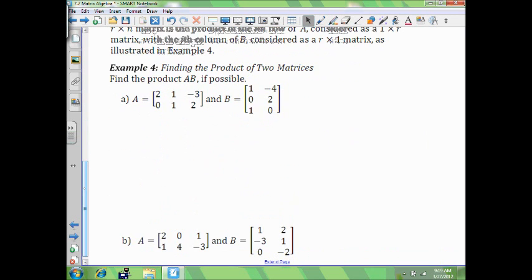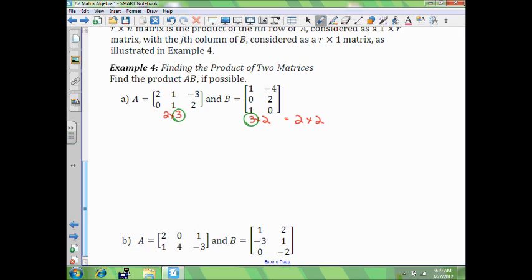Now, we start off with a 2 by 3 times a 3 by 2. So this is a 2 by 3 matrix. This is a 3 by 2 matrix. Our answer then will actually be a 2 by 2 matrix. Now remember, you can only multiply these if, lined up, these two middle numbers are exactly the same. If they're not the same, you can't multiply. But in this case, because they are the same, you can multiply these.